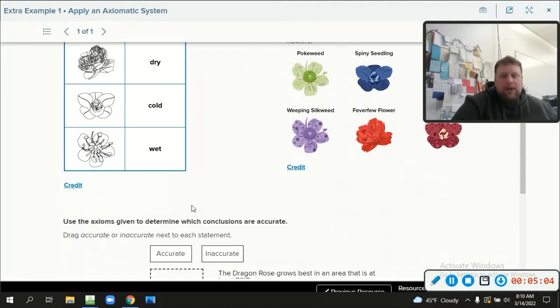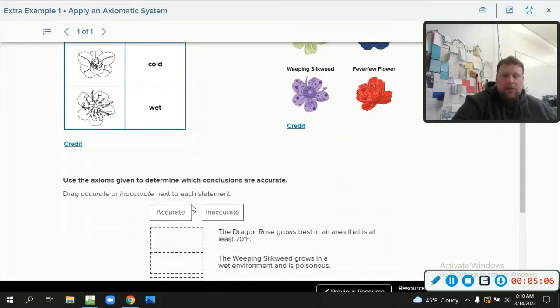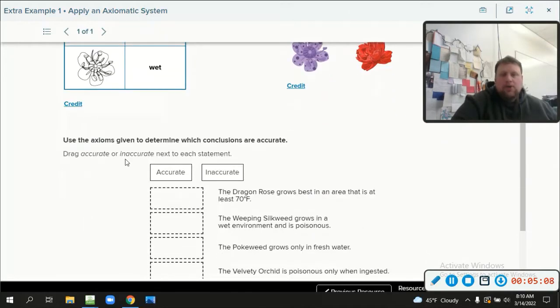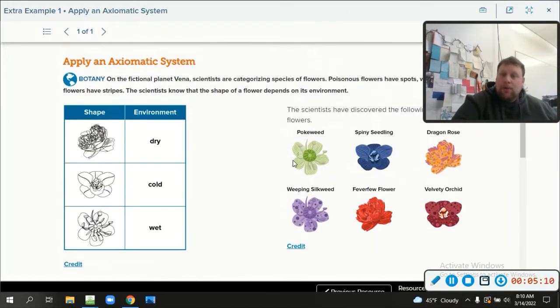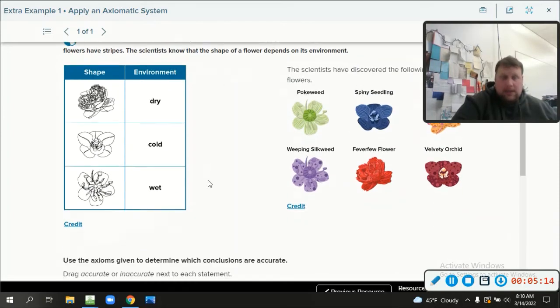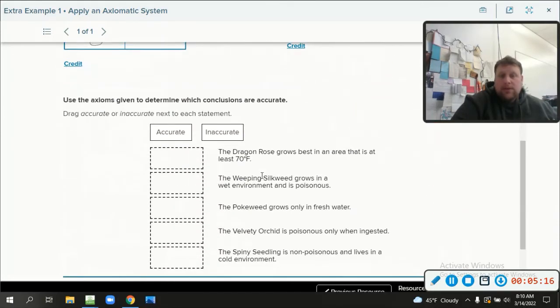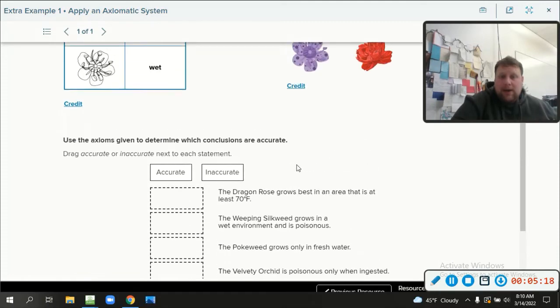So those are separated there. So let's look down here. This is on your paper as well. But we're going to drag something as being provable as accurate according to these laws, these axioms, these postulates. They're true. So it says the dragon rose grows best in an area that is at least 70 degrees.